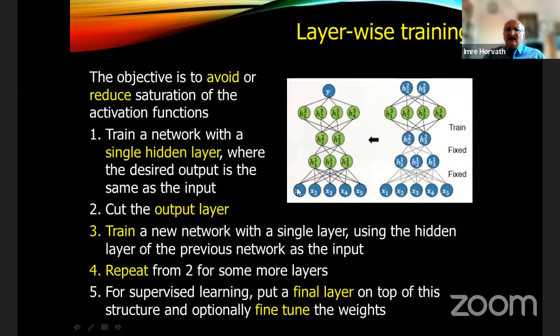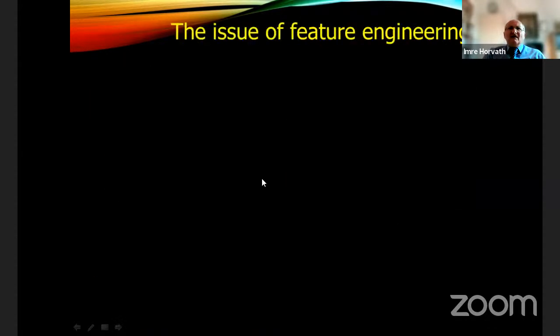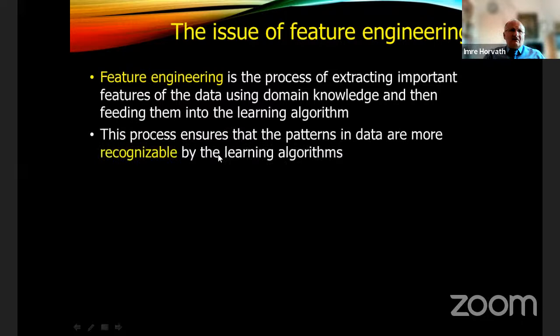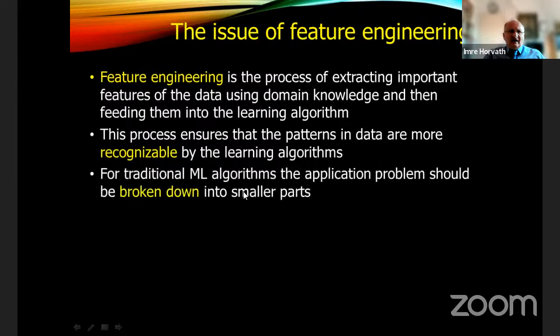So here is a symbolic figure which indicates the fixation of certain layers and operating with some active layers. Here comes also the issue of feature engineering to the scene. Feature engineering is defined as the process of extracting important features of data using domain knowledge and then feeding them into the learning algorithms or mechanism. This process ensures that the patterns in the data are more recognizable by the learning algorithm.